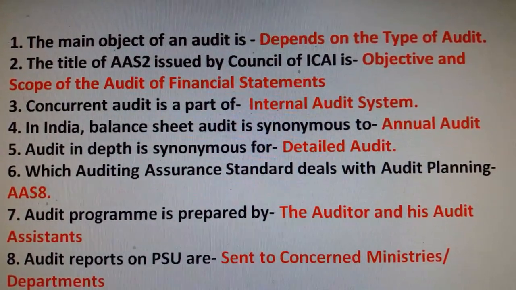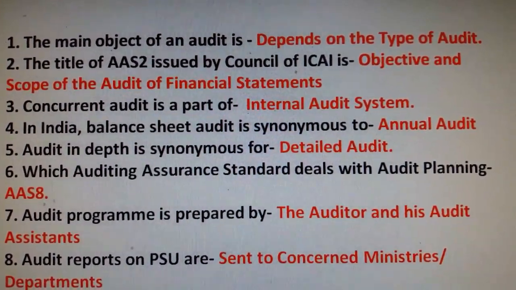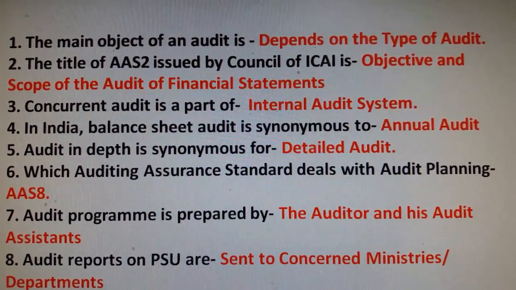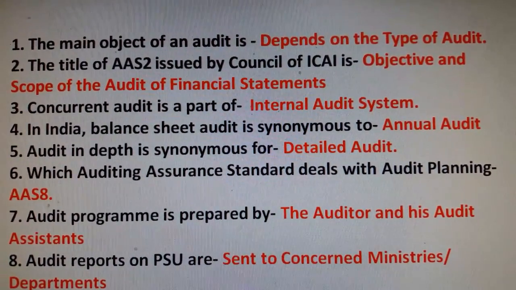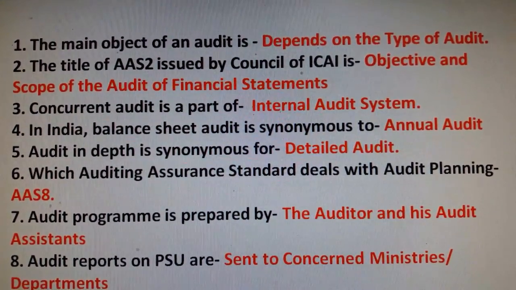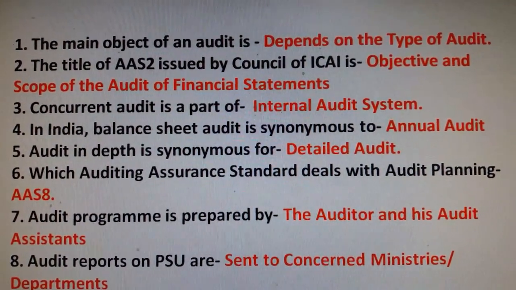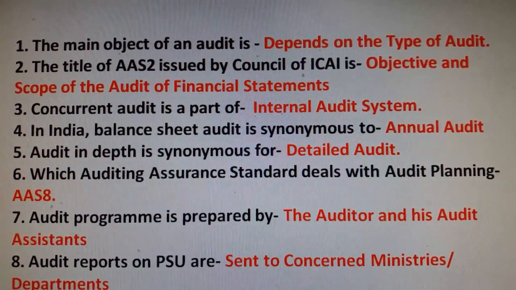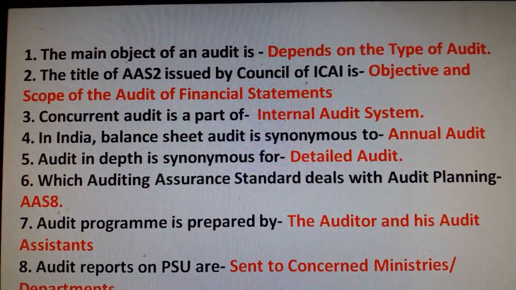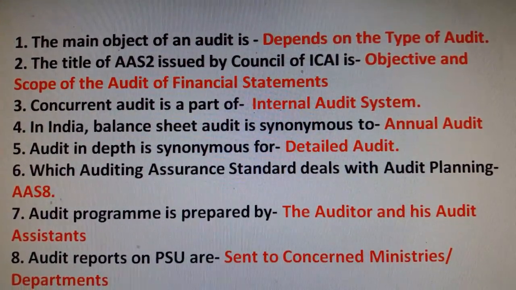Question number 1. The main object of an audit depends on the types of audit. The title of Auditing Assurance Standard 2 issued by the Council of ICAI is Objective and Scope of the Audit of the Financial Statement. Concurrent audit is a part of internal audit system. In India, balance sheet audit is synonymous to annual audit. Audit in depth is synonymous with detailed audit.